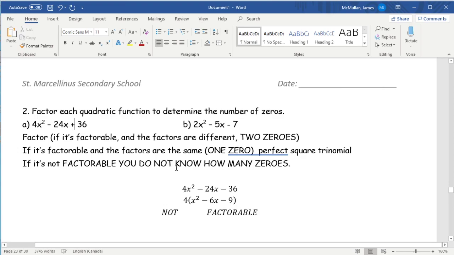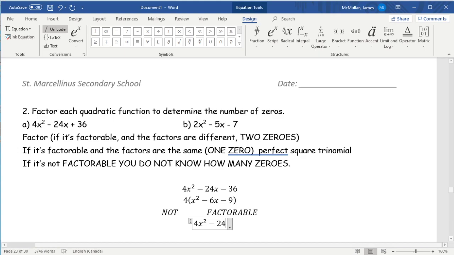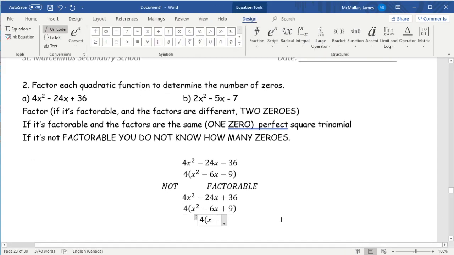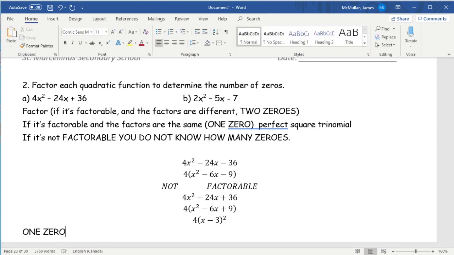Let's go back to the question and edit it for a sec. Let's imagine the question said plus 36, so that instead of minus 36 we had 4x squared minus 24x plus 36. Therefore, we had x squared minus 6x plus 9. Then we factored that, and we realized that 2 numbers that add up to negative 6 and multiply to positive 9 are negative 3 and negative 3. So it's 2 of the same numbers, so it's a perfect square trinomial. It has 1 zero located at 3, 0.